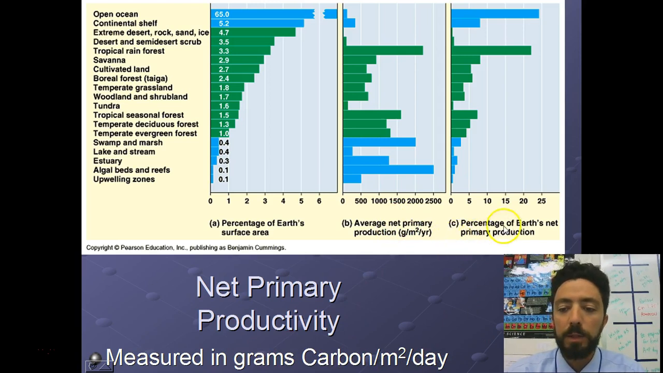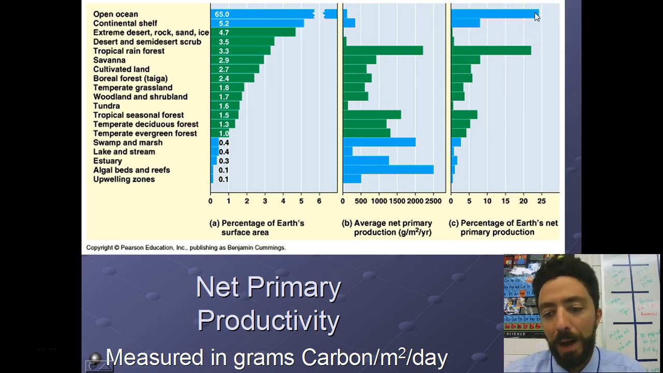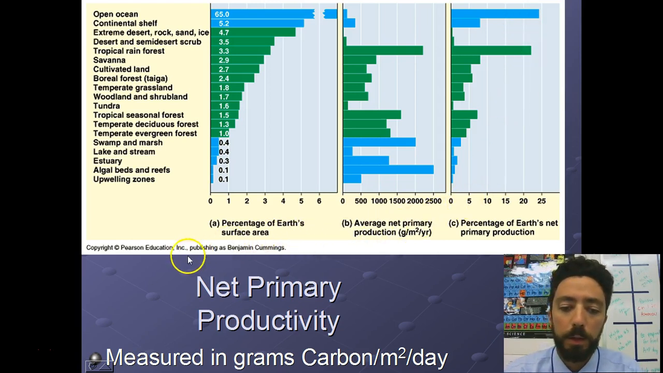Now, if you look at the percentage of Earth's net primary productivity, that would take the entire globe into effect. And so the open ocean makes up the most, right? Almost 25% of all the primary productivity in the world. And if you wonder how that could be, because their net is so small, it's because they take up such a large percentage. What's amazing is that the tropical rainforest, which makes up only 3% of the Earth's surface, ends up about equal to the open ocean in percentage of our net primary production.